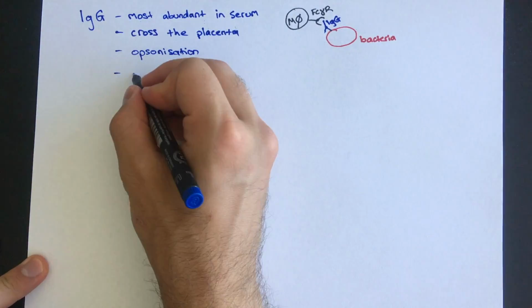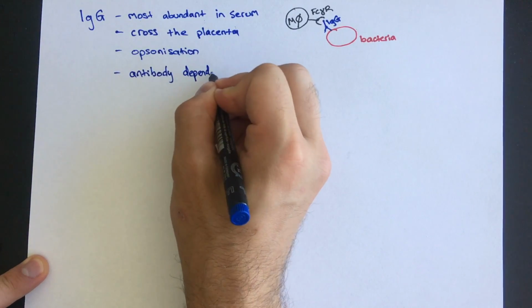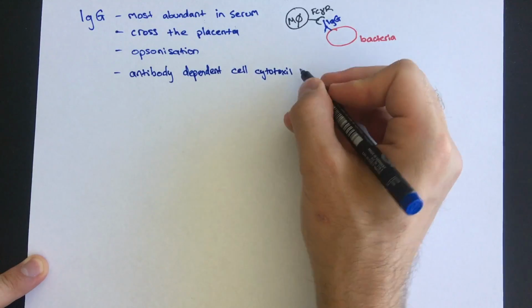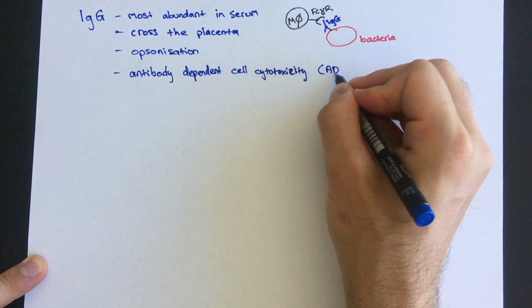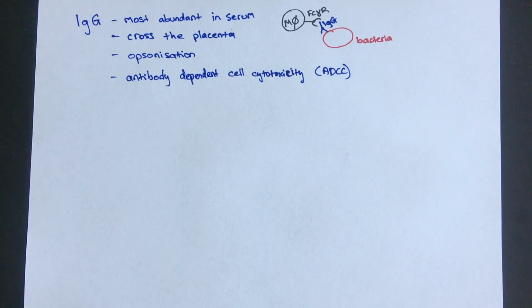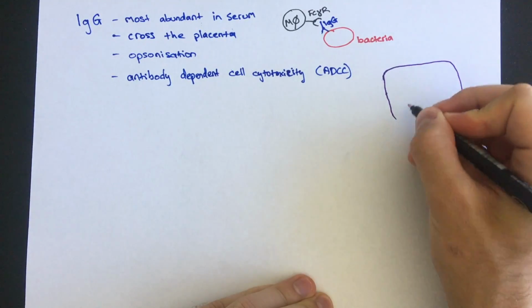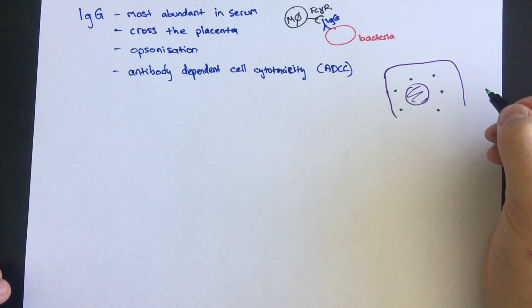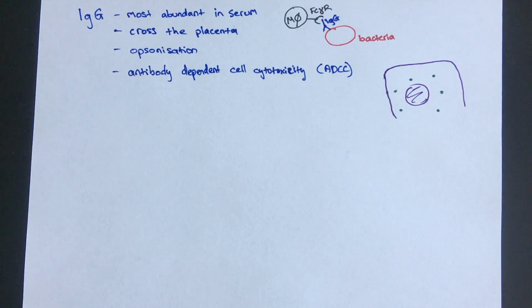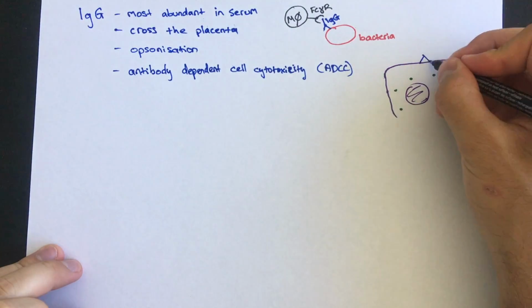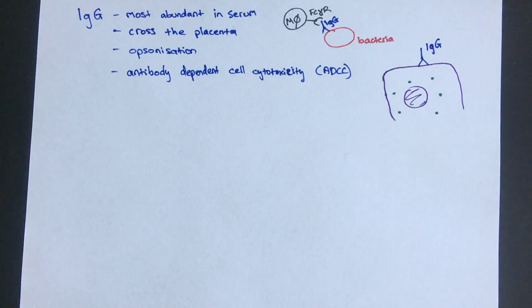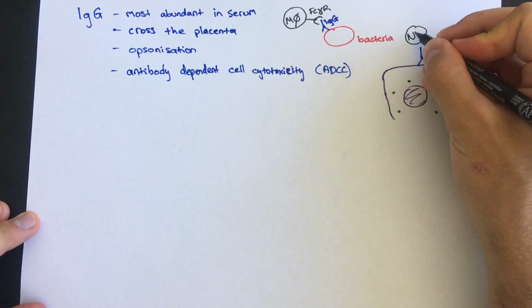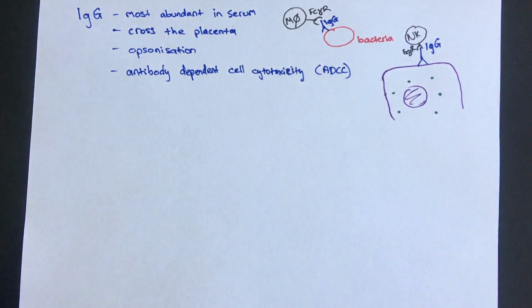IgG is also involved in a process called antibody-dependent cell-mediated cytotoxicity, or ADCC. If you have a large cell that can't be phagocytosed, such as a host cell, and it is infected by a virus, IgG can bind to foreign components on the cell and stimulate natural killer cells via the Fc gamma receptor to kill this infected cell.